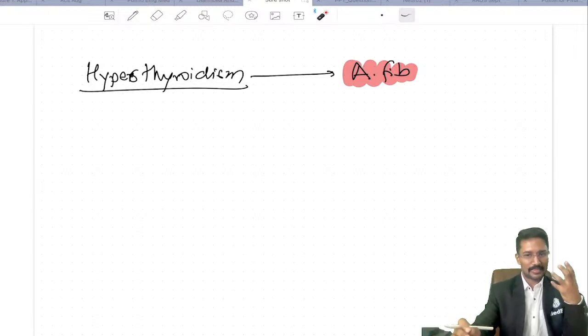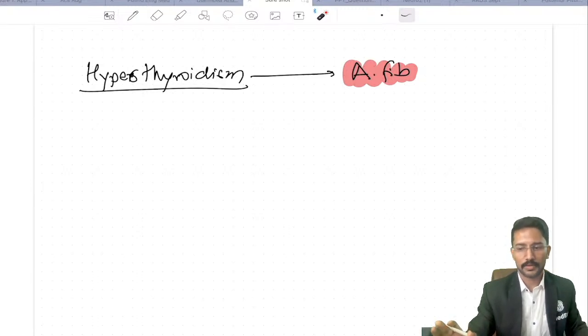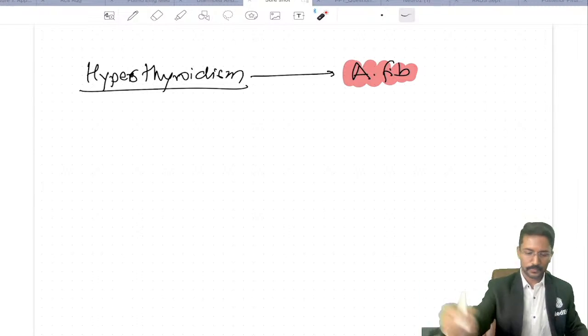No, right? Amiodarone has rich iodine content in it, and amiodarone can cause both hypo as well as hyperthyroidism. So it can worsen his hyperthyroidism. We should not be giving it, right?